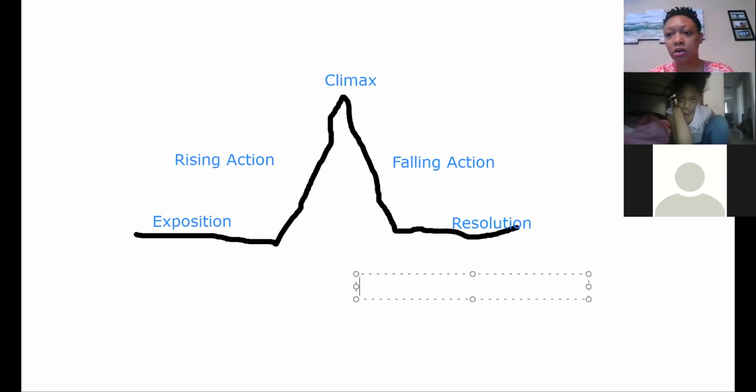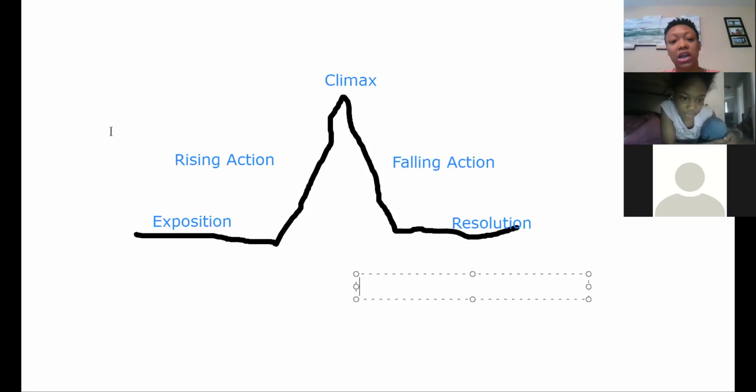Tamaya, what do I usually find? Hold on, I'm trying to unmute you. What do I usually find in the exposition part? The characters. Okay, the characters. What else? The problem happens where? Oh, rising action, right? So we always find our problem or our conflict in our rising action. In our exposition, we find the characters as one more key thing.